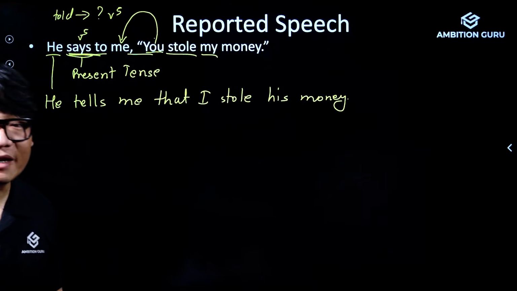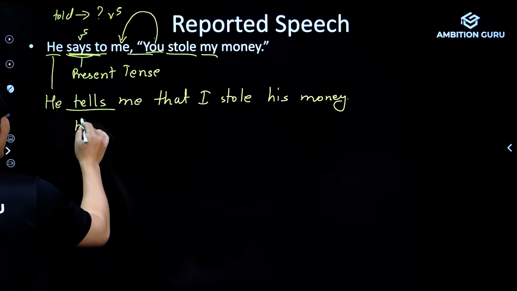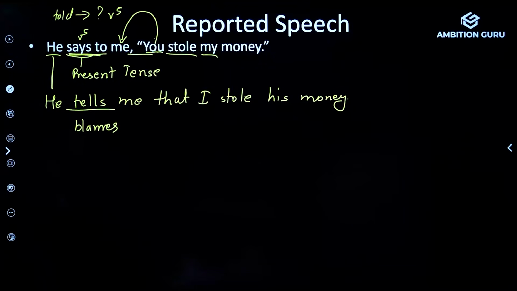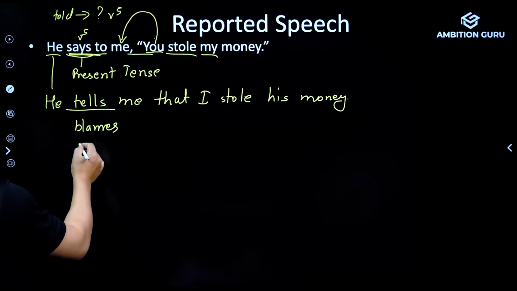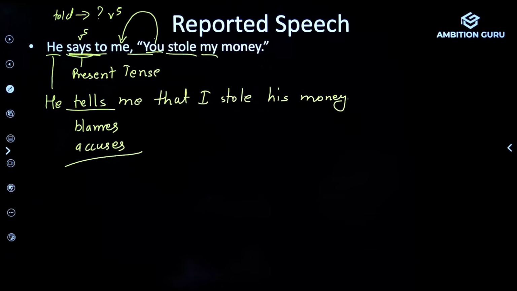But let me tell you, in the place of tells, you can write here blames also. Yes, you can write blames also here. Or you can write here accuses. Accuses also you can write. Like he blames me that I stole his money, or he accuses me that I stole his money. You can write like that also.